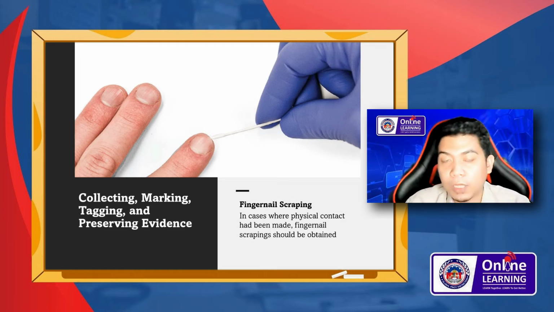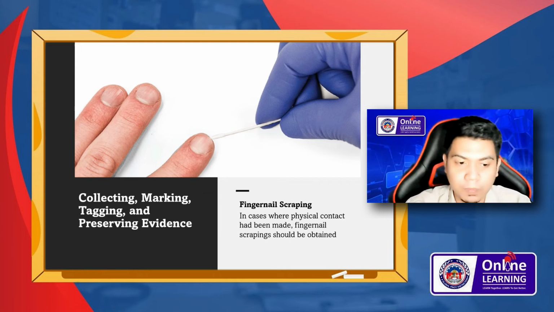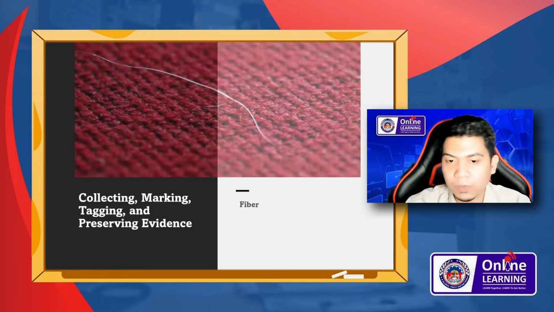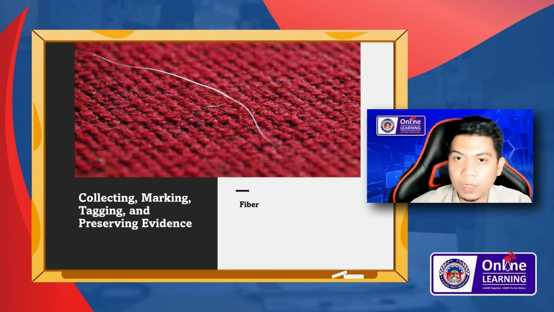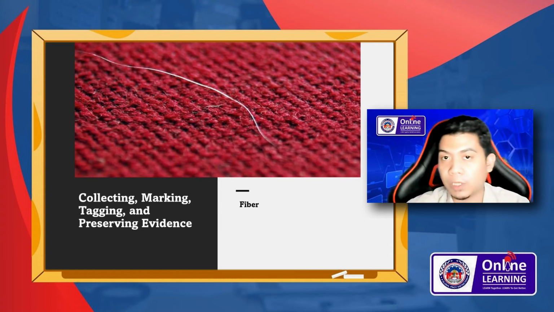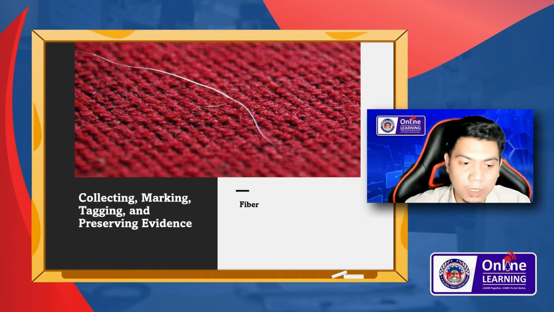So yun po yung tinatawag natin na fingernail scraping. So next one, we have here the fiber, or parang ito yung mga himulmol or hibla na makikita natin sa mga damit or sa mga object na once na magdikitan yung dalawang tao, meron at meron pong magkaroon ng contact between sa tao or sa isang object, meron po tayong may iwan na mga traces such as the fiber. Okay?